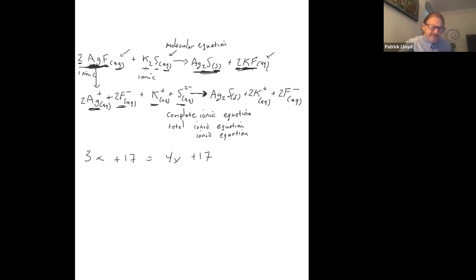You could subtract 17 from both sides, right? Or in layman's terms, cancel 17. Of course, that's not technically correct to say. We're not canceling anything. But what we're doing is recognizing that if 3x plus 17 is equal to 4y plus 17, it has to be the case that 3x is equal to 4y because the 17s are identical on both sides. Let's do the same thing for a chemical equation here.